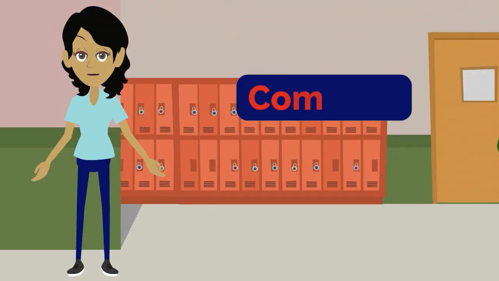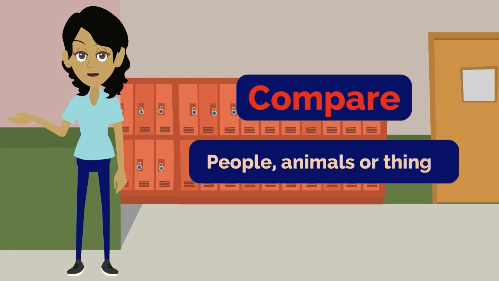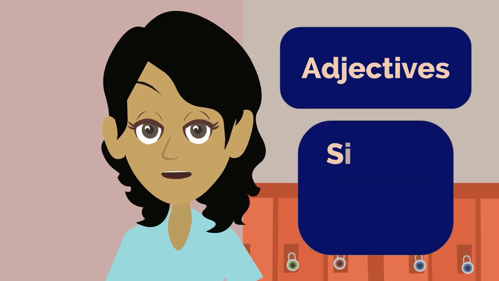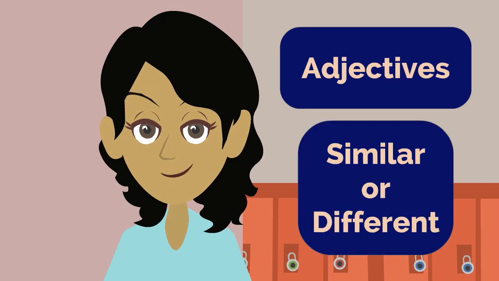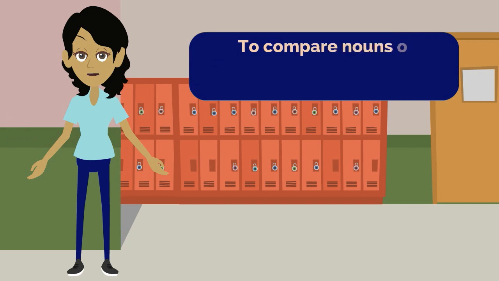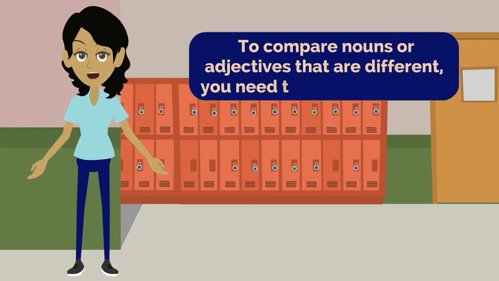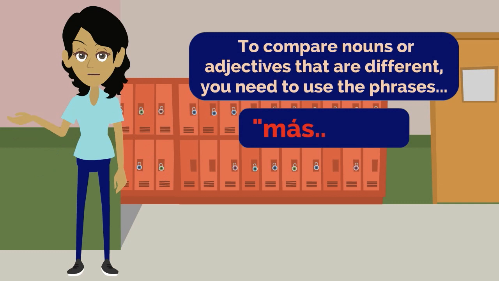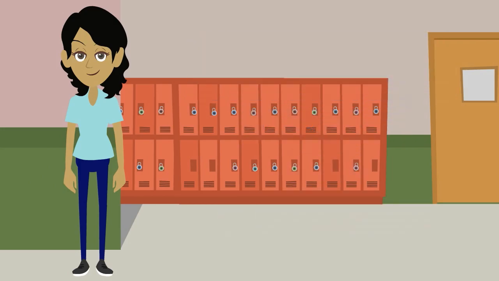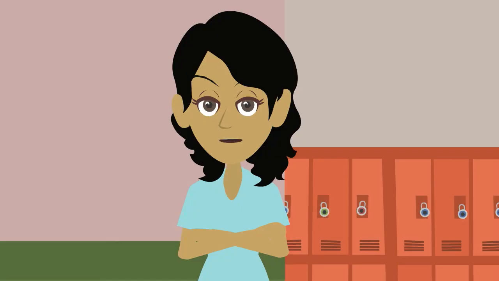In Spanish, you can compare people, animals, or things. You can also compare adjectives that are similar or different. To make these comparisons, you need to use specific structures. For example, if you want to compare nouns or adjectives that are different, you need to use the phrases más que or menos que. You are going to listen and watch Oscar and Victoria make some comparisons about their new schedule and their new teachers.